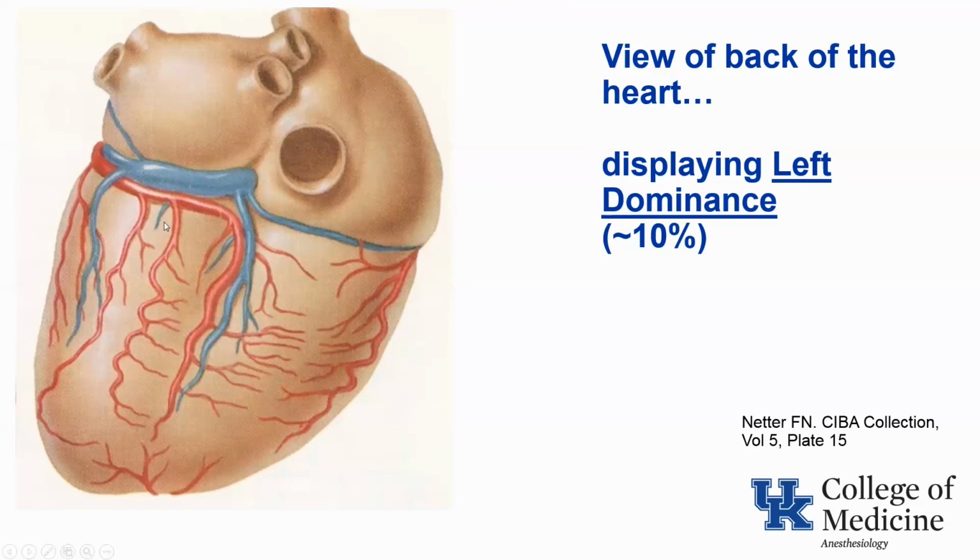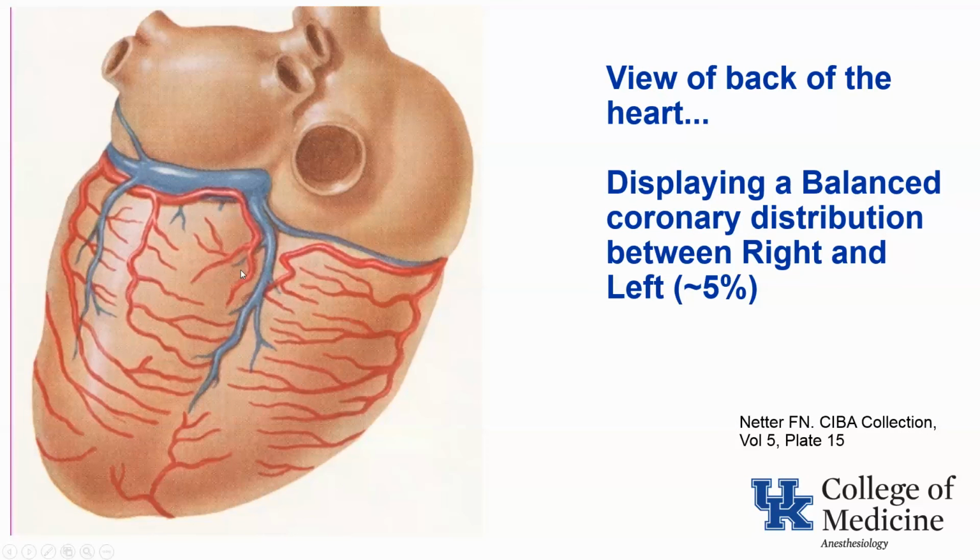This is the back of the heart when you have a left dominance, so you see the circumflex running in the left AV groove and supplying the posterior descending coronary artery and also the posterior lateral branches. And this is an example of the balanced circulation, where you have two posterior descending coronary arteries, one from the right coronary artery and the other from the left circumflex.